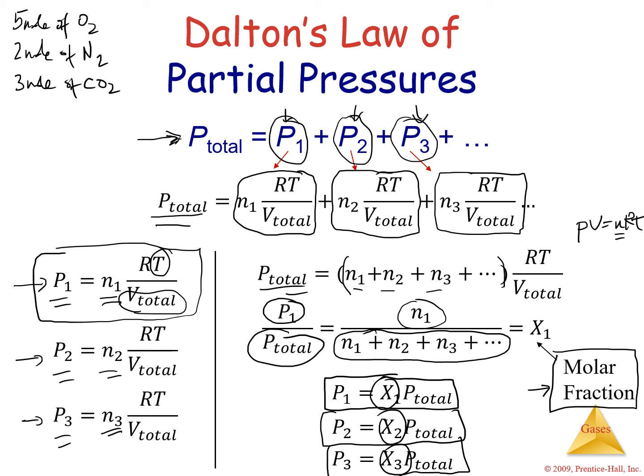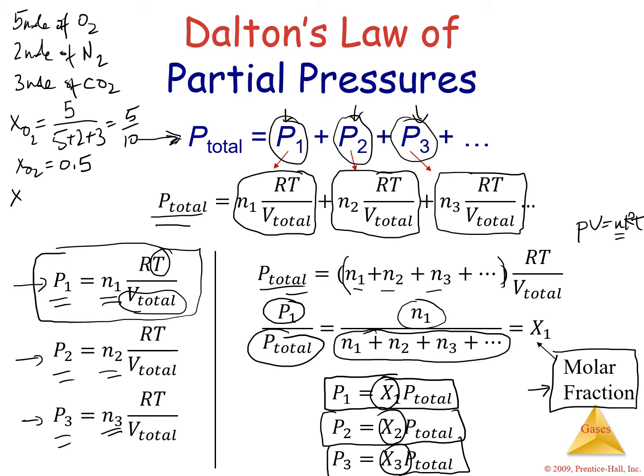And the molar fraction of oxygen in that mixture would be, of course, the number of moles of oxygen, which is 5, divided by the total sum. So it's 5 plus 2 plus 3. So this is 5 over 10. So the molar fraction of oxygen can be calculated as a half.